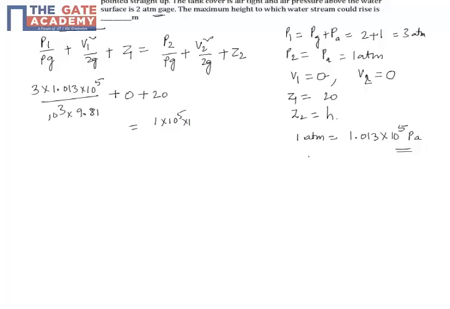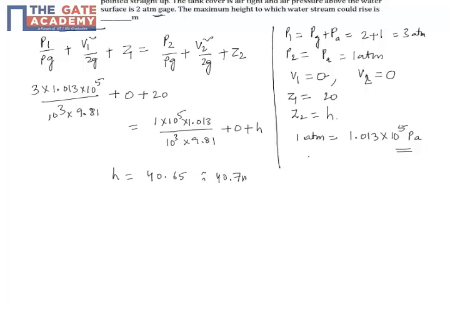P2 is 1.013 into 10 power 5, divided by 10 power 3 into 9.81, plus V2 is 0 and Z2 is something we have to find out. So Z2 is the height. Everything we know except h, and from this h comes out to be 40.65 meters, which is approximately 40.7 meters. So this is a straight Bernoulli's theorem application problem. The height up to which the water rises is 40.7 meters.